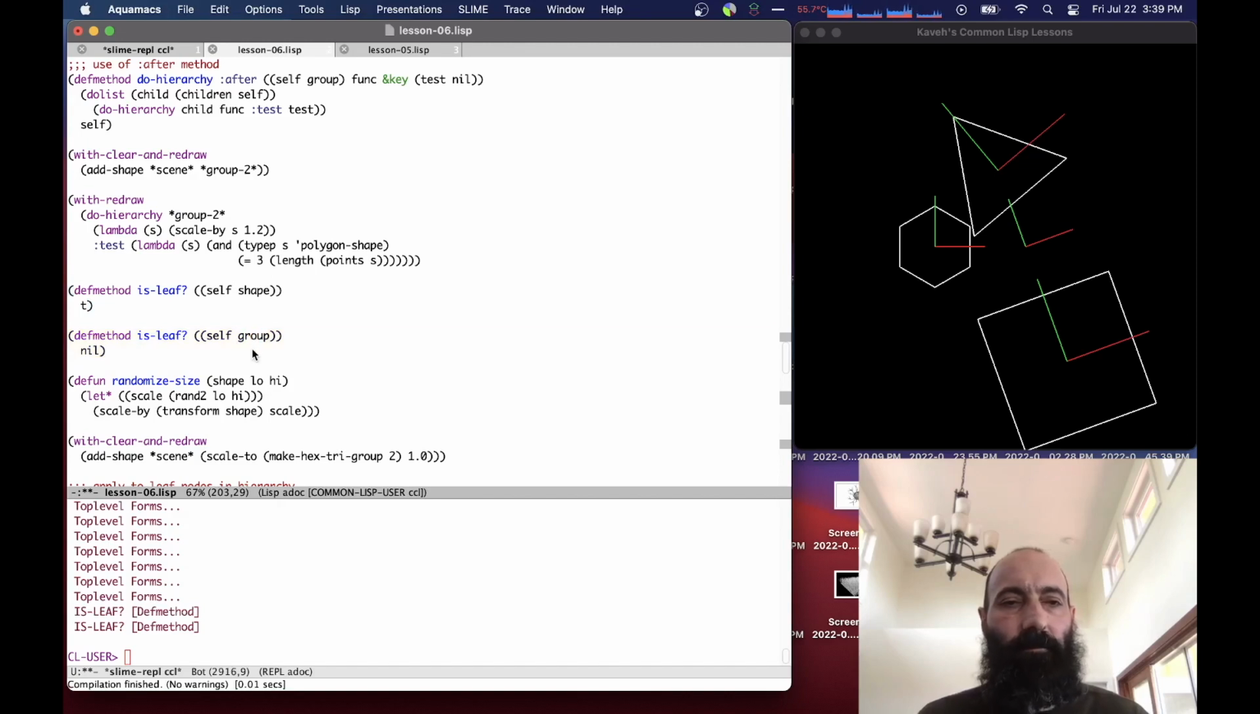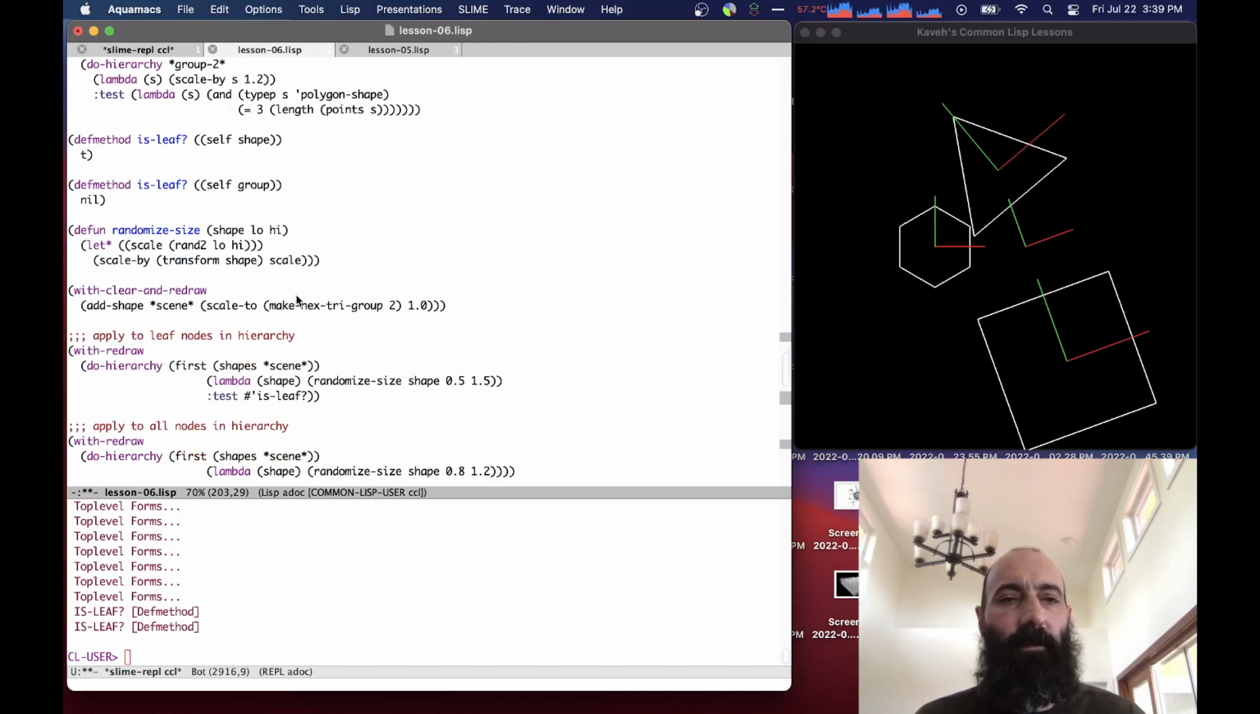So since group is more specialized than shape, is a subclass of shape, when you have a group, this method gets invoked and it returns nil. If you have a polygon shape, which is not a group, this method gets invoked and it returns t. Because polygon shapes are not going to have children. Only groups have children.